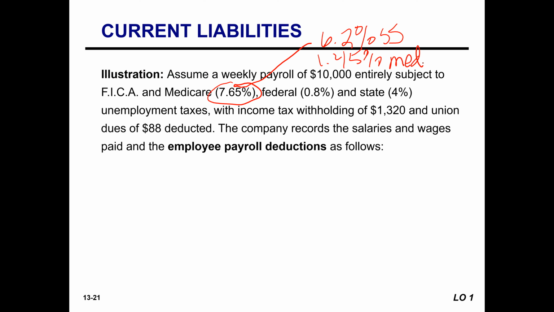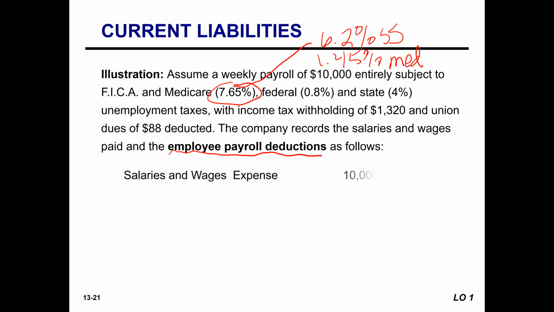So it says with income tax withholding of $13.20 and union dues of $88 deducted, the company records the salary and wages paid and the employee payroll deductions as follows. So again, the employee is responsible for federal income tax withholding, that comes out of their check. They're responsible for FICA, Social Security and Medicare, and then also the union dues, right?